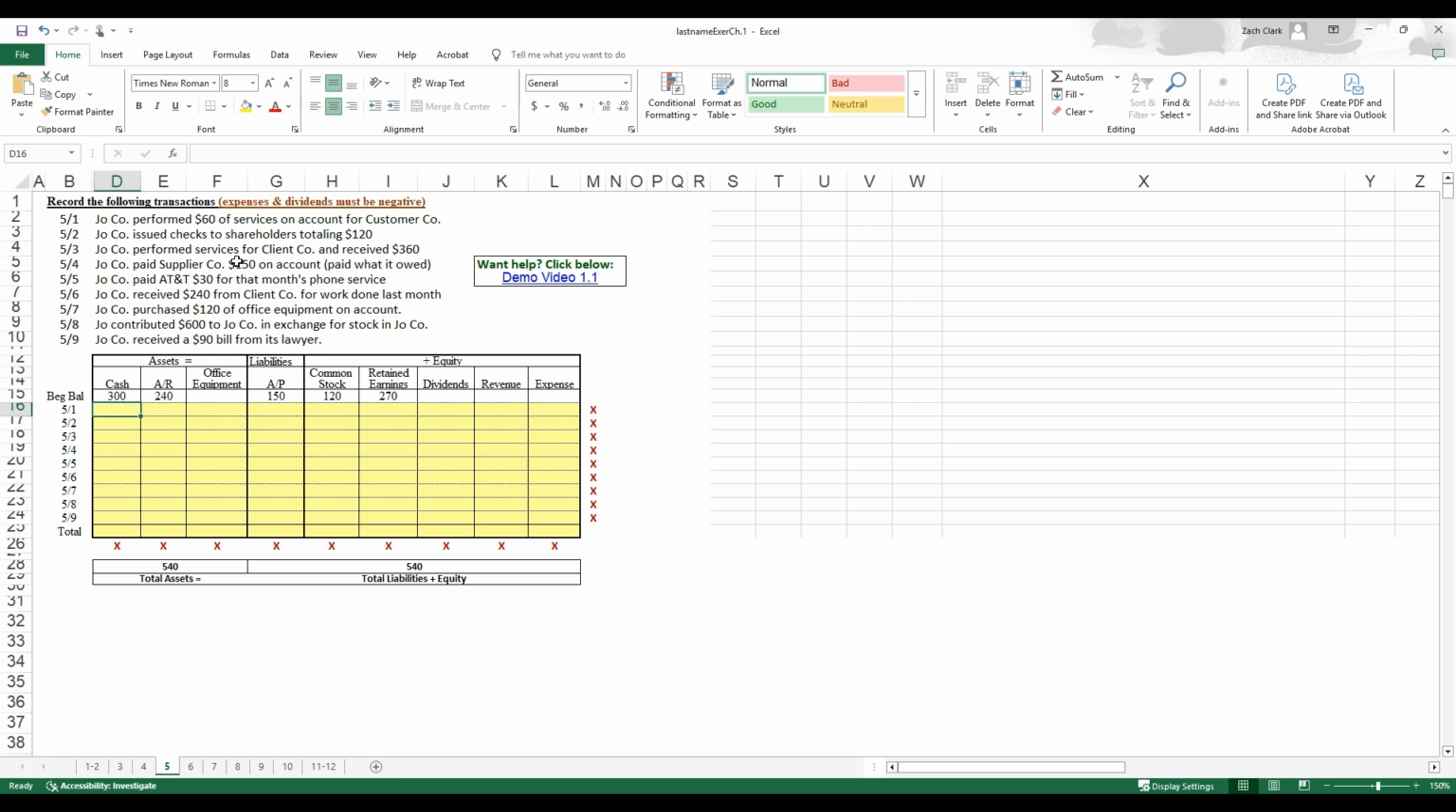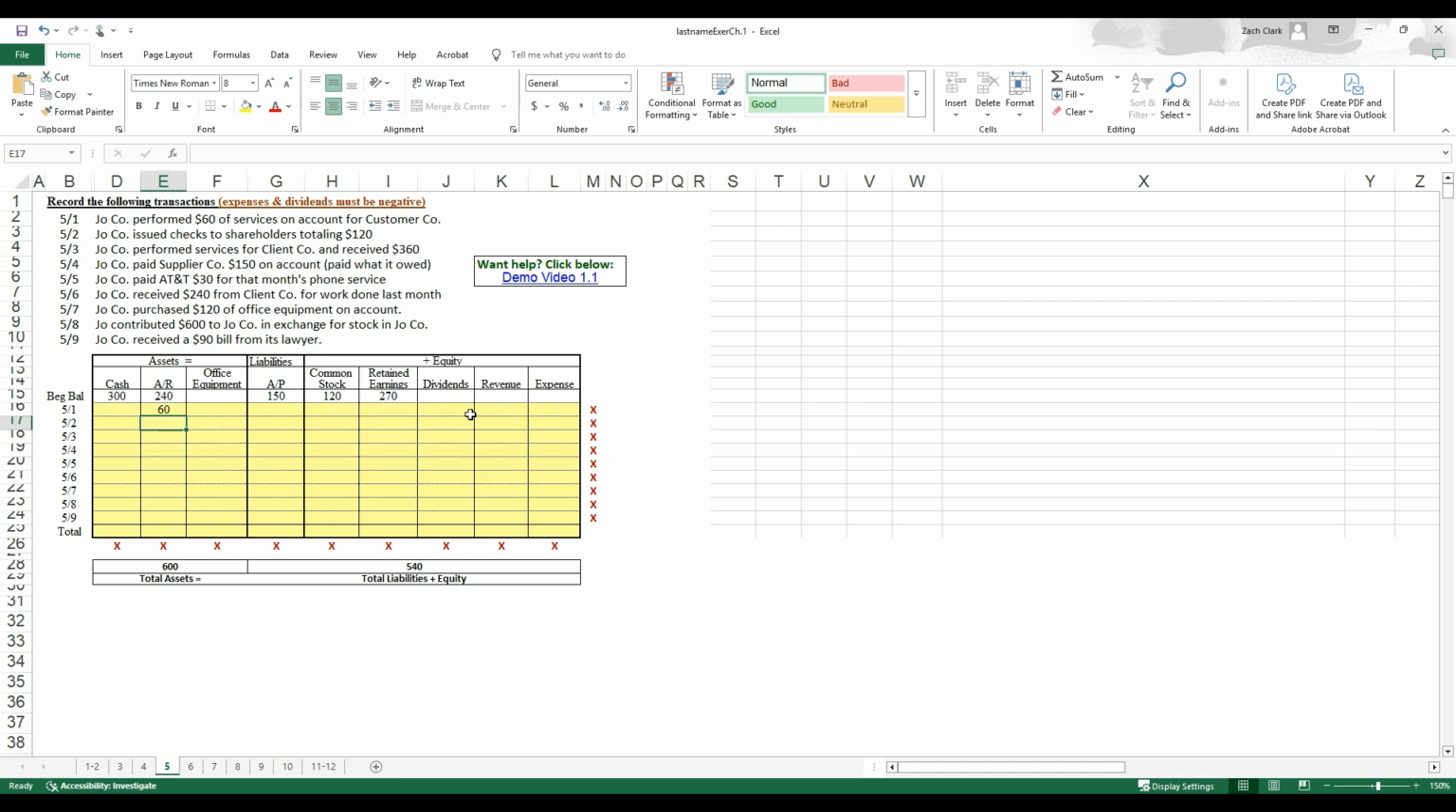So on May 1st, we performed $60 of services on account. Again, very important to note that terminology, on account, to differentiate. If we had been paid the money for performing those services, we would be increasing cash. But in this instance, since we're doing these services and earning that revenue and will be paid on account, we're going to want to increase our accounts receivable asset. And so here you can see the asset side of the equation has gone up by the $60. We're out of balance at this point until we finalize the transaction with our dual entry accounting methodology.